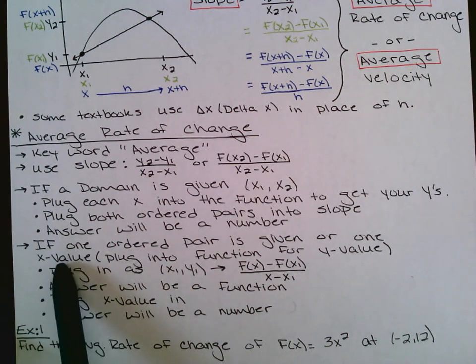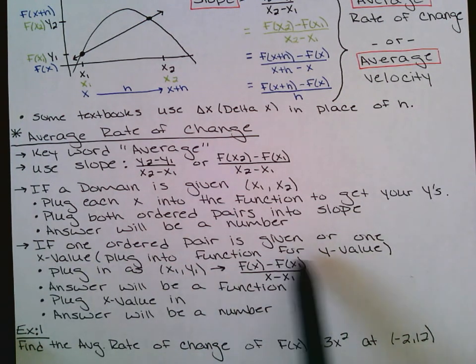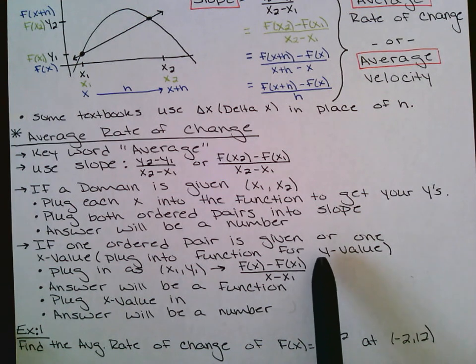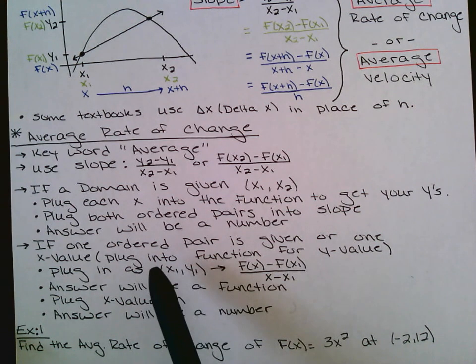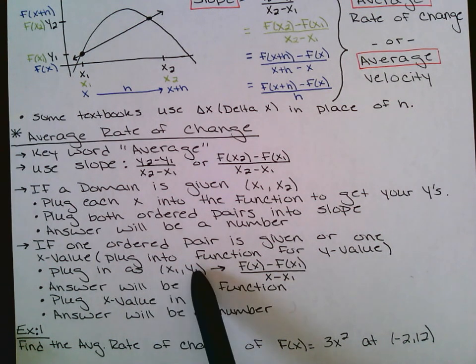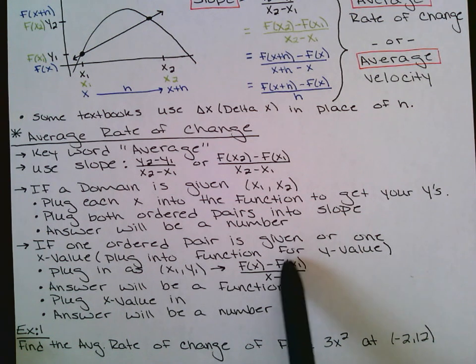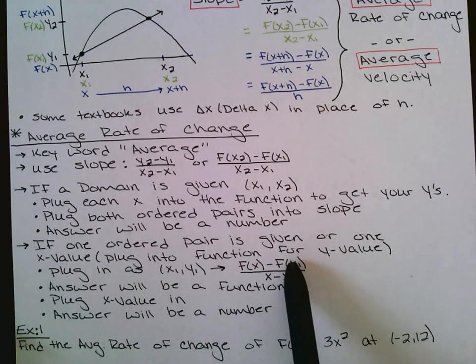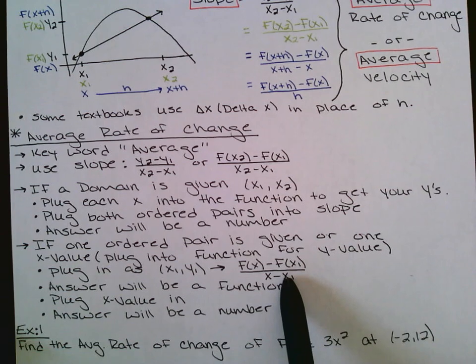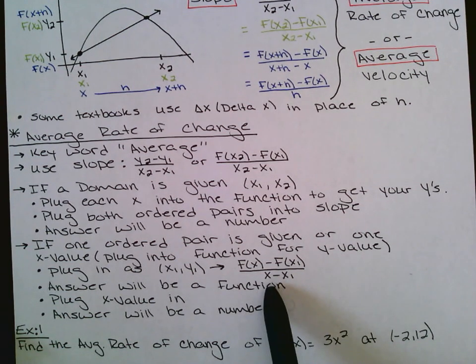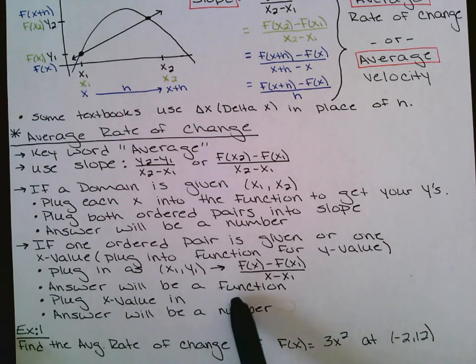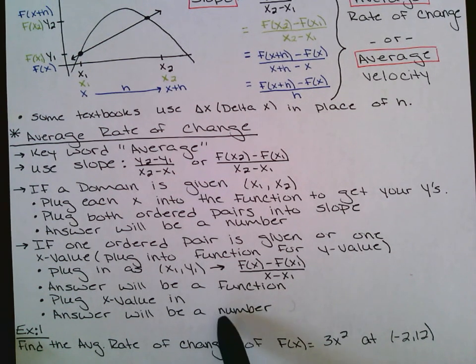And if that one x value is given, I can just plug it into the function to get the y value, and that'll give me my one ordered pair. I'm going to plug that in as my x1 and y1. Okay, so I'm only going to plug it into this right hand side of slope, and when I clean it, my answer is going to be a function. Then I can plug in the x value into that new function, and that will give me the rate of change that is happening at that specific one point.